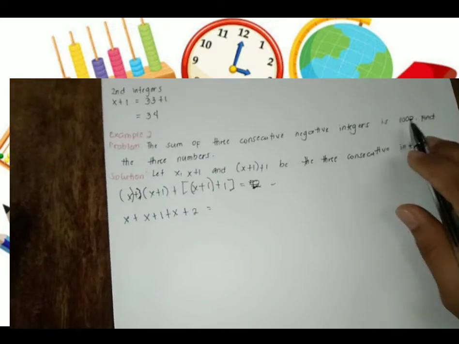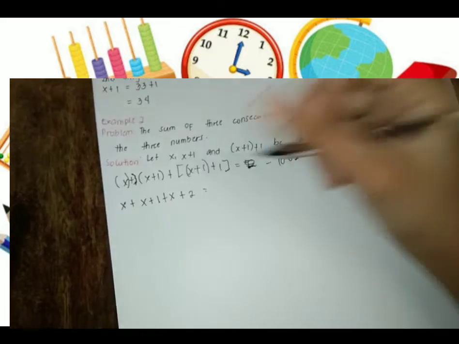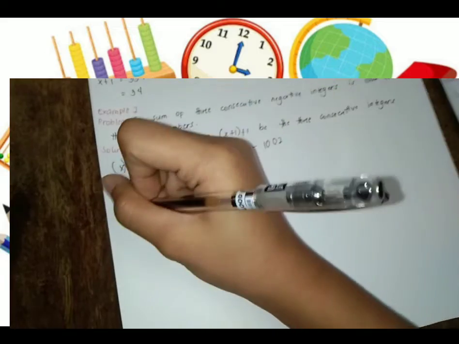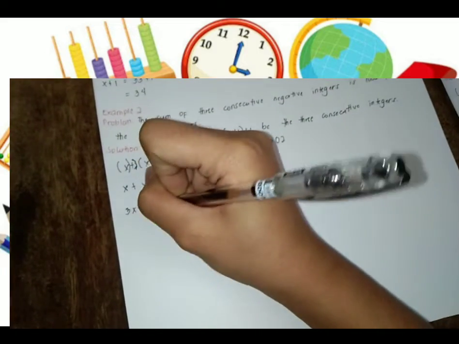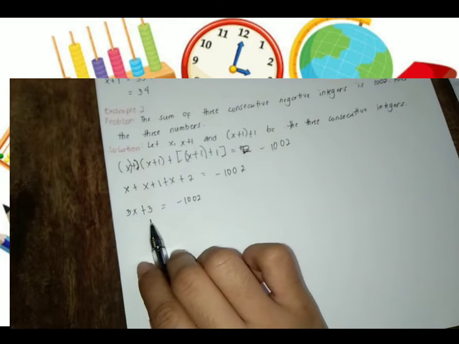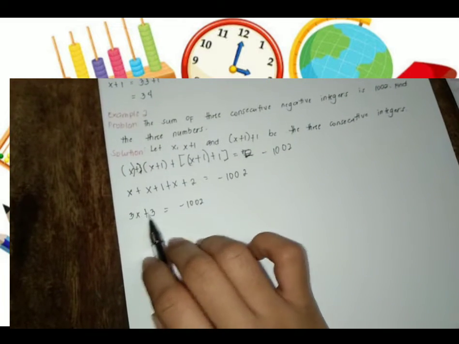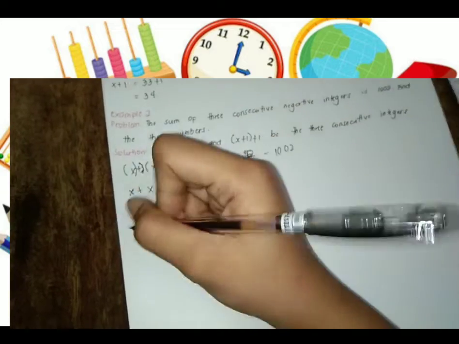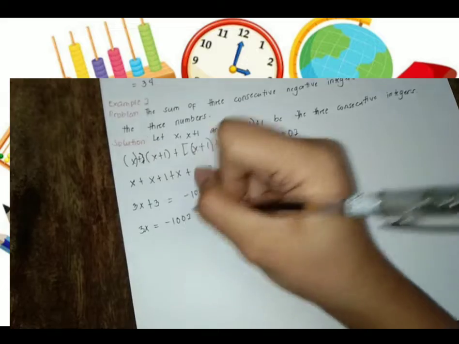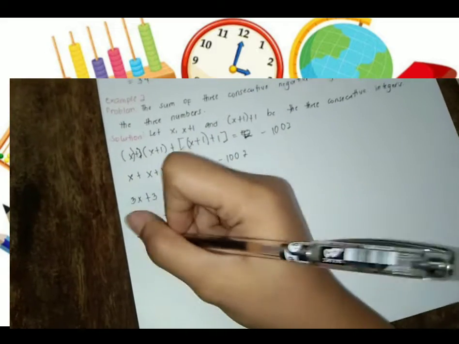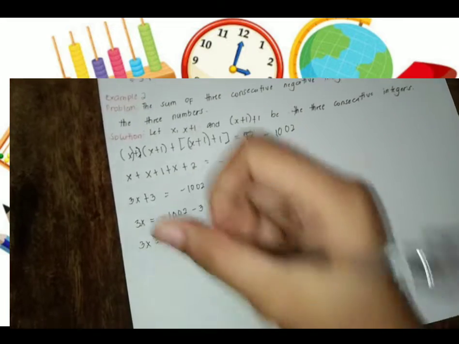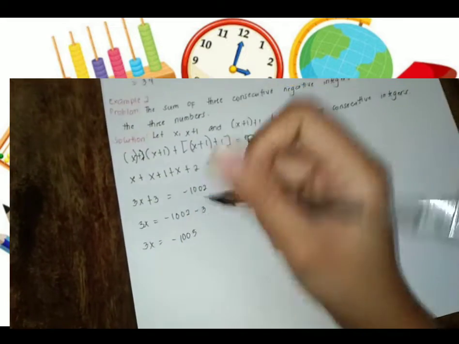Is equal to negative 1,002. Okay. Now we are going to add this. So we have 3x plus 3 is equal to negative 1,002. Okay, now we are going to transfer the 3 into the right side. Okay, so 3x is equal to negative 1,002 minus 3. Okay, so we are going to subtract it. Negative 1,002 minus 3 is equal to negative 1,005.